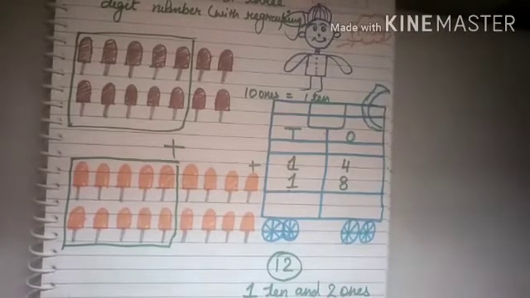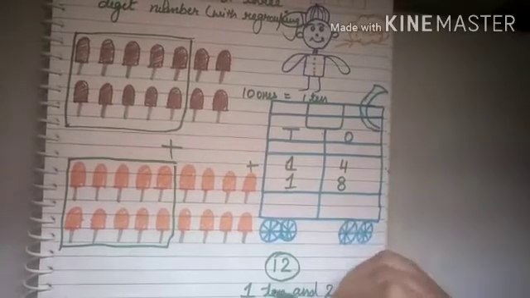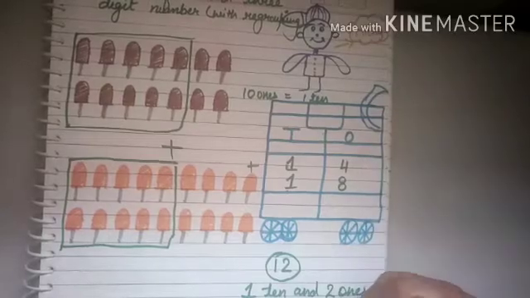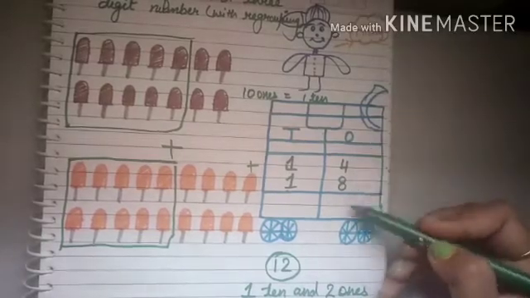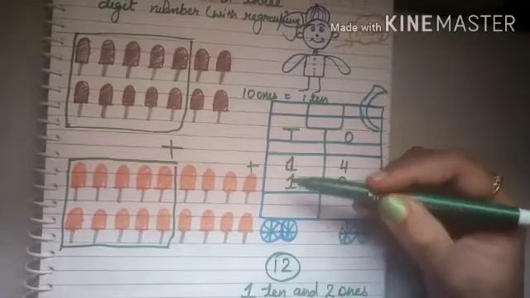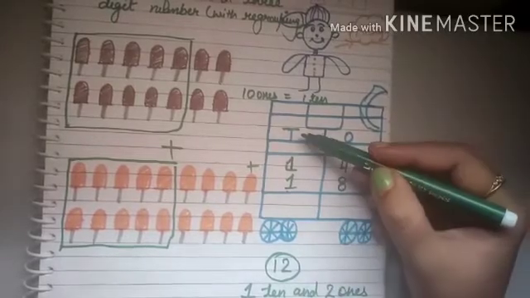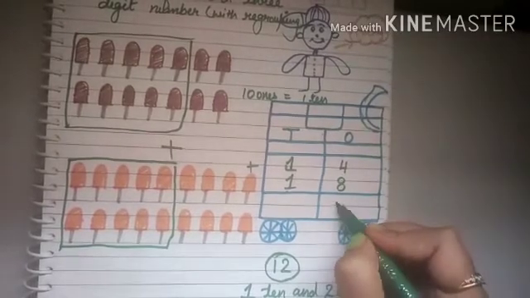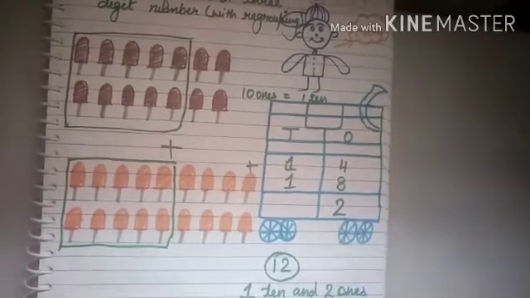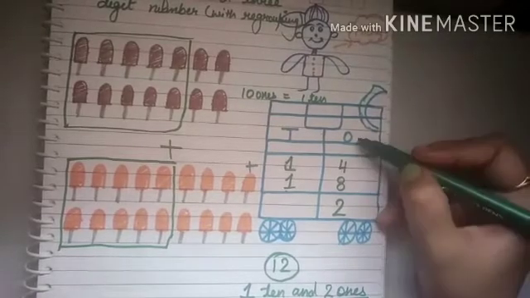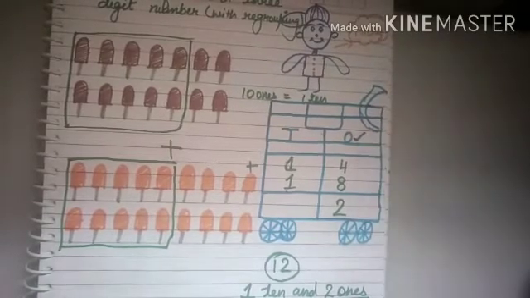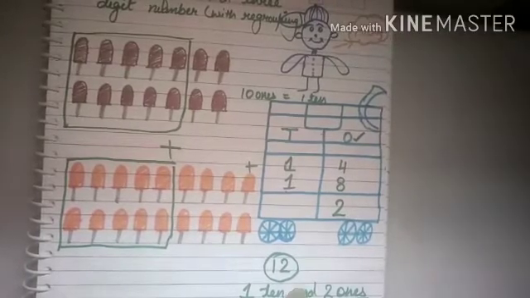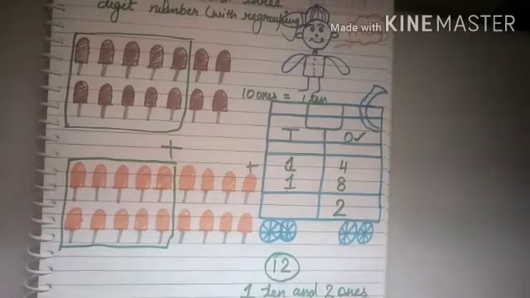but I can't write this one ten in this ones column. Why so? Because this 1 ten doesn't belong to the ones group. It belongs only to its own group, that is the tens group. Okay, so here I am going to write only 2 because 2 ones are there. So this is the group of ones. Okay, now what should we do with this one?